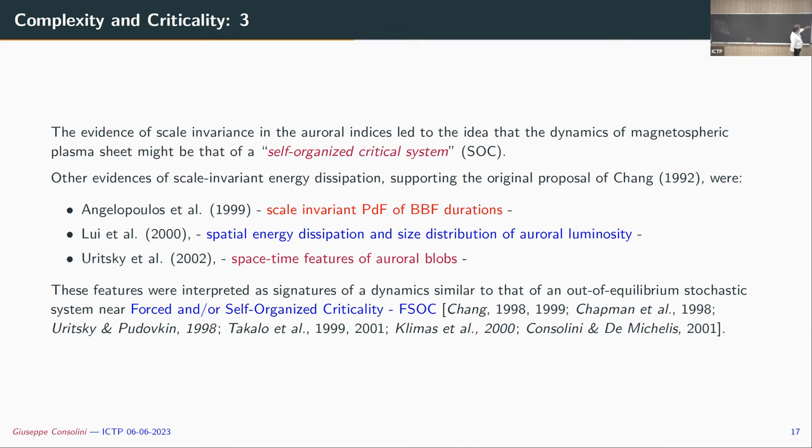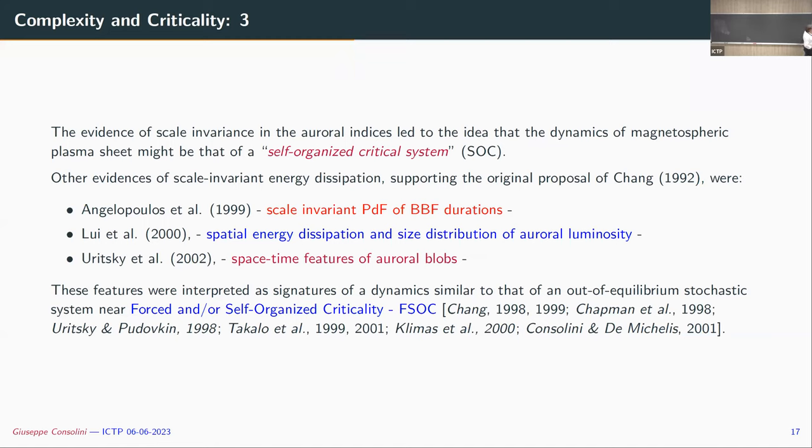For instance, Angelopoulos in 1999 found a scale invariant probability distribution function for the bursty bulk flows in the tail region. It means that essentially the reconnection process that occurs in that region is not a massive one, but a spotty dynamics, with many reconnecting sites, where the energy release depends on the magnetic structure that you are reconnecting. Later, Lui and co-authors found that the spatial energy dissipation and site distribution of aurora luminosity, and the space-time features of aurora blobs, are all characterized by scale invariance.